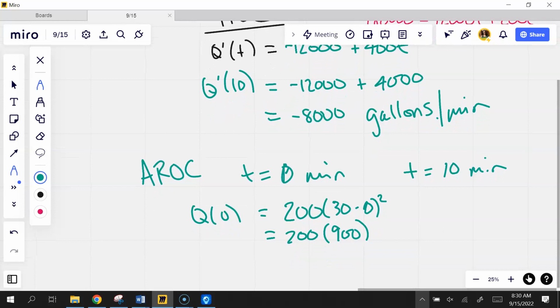Did I do that right? Oh, yes, because this should be big, right? What is it that I'm finding at t equals 0? The amount of water in the tank whenever I first start. So that makes sense that it's big. Gallons.